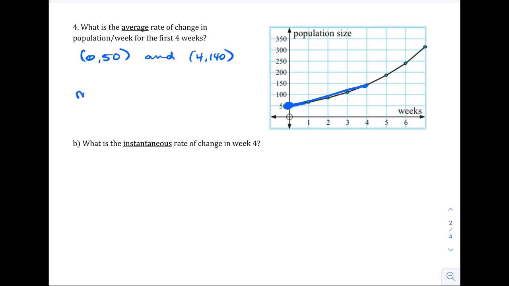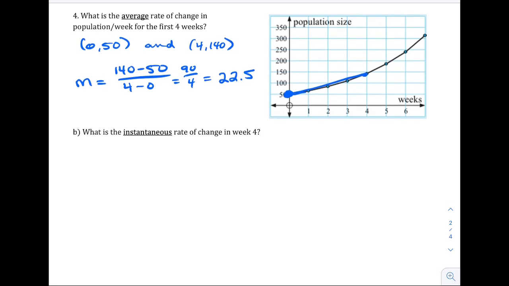So I just used the slope formula. Slope formula said subtract my y's. 140 take away 50, all over 4 take away 0. When I subtract those, I get 90 divided by 4, and I get 22.5. So the average rate of change between the first week and the fourth week is 22.5 based on that.